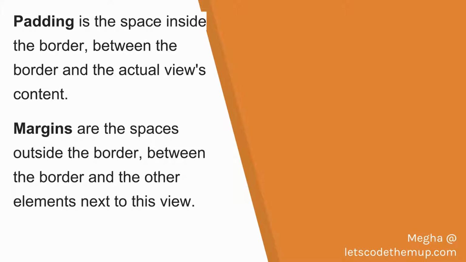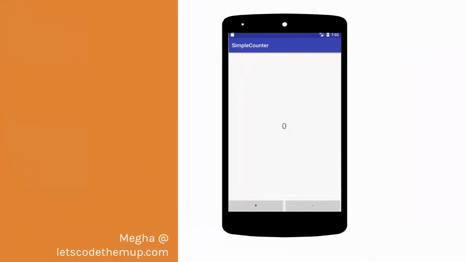Padding is the space inside the border, between the border and the actual view's content. Margins, on the other hand, are the spaces outside the border, between the border and the other elements next to this view. This is Simple Counter's current layout.